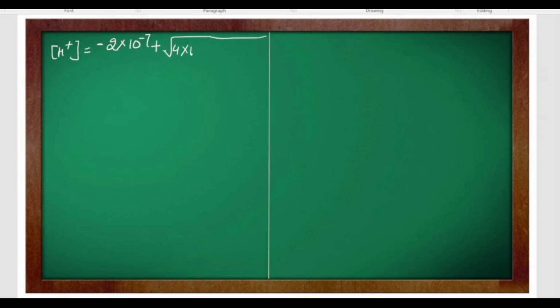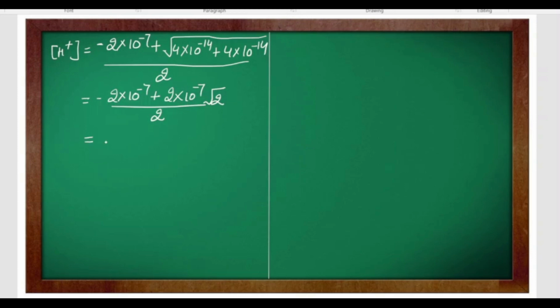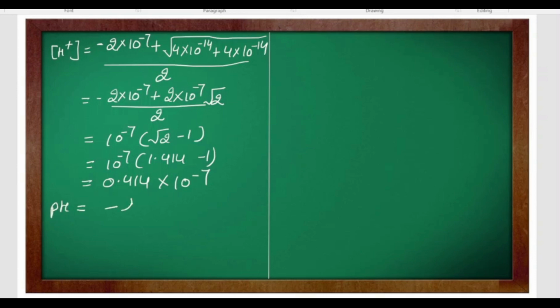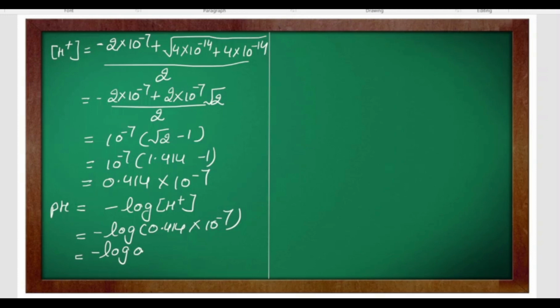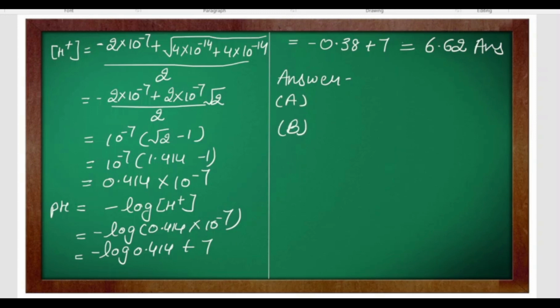On putting the values of a, b, c, we get the hydrogen ion concentration, which is equal to 0.414 multiplied by 10 raised to power minus 7. Now that we know the hydrogen ion concentration, we can calculate pH, which is equal to minus log of 0.414 plus 7. On solving, pH is equal to 6.62. Answer: part A 2.40, part B 6.62.